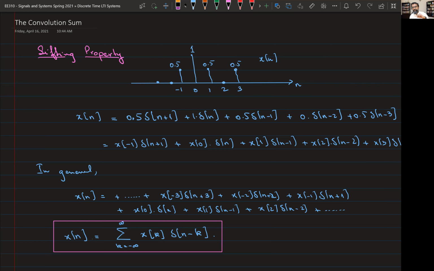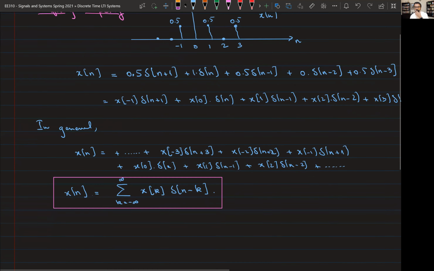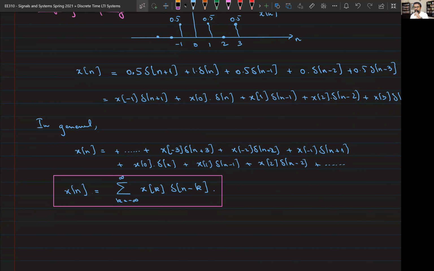And this sifting property is used to characterize LTI systems, just like we did in continuous time as well. So let's do that. LTI systems, I don't think I want to say a lot more about this. We've discussed linearity and time invariance, so we're just discussing the discrete counterpart. Any system which is linear and time invariant is called an LTI system, and the input is discrete and the output is discrete.